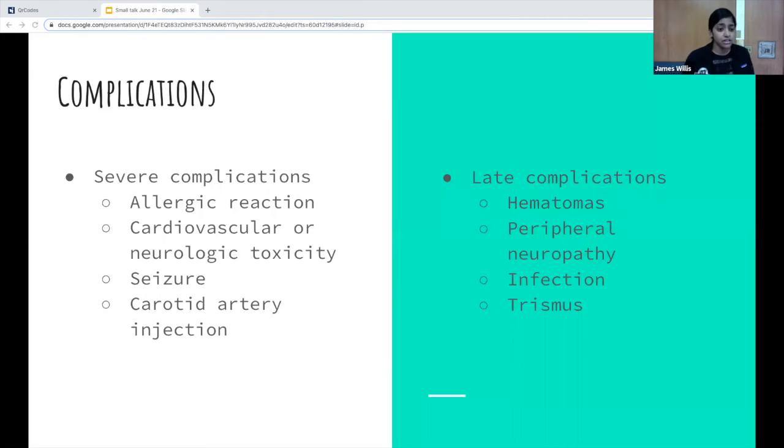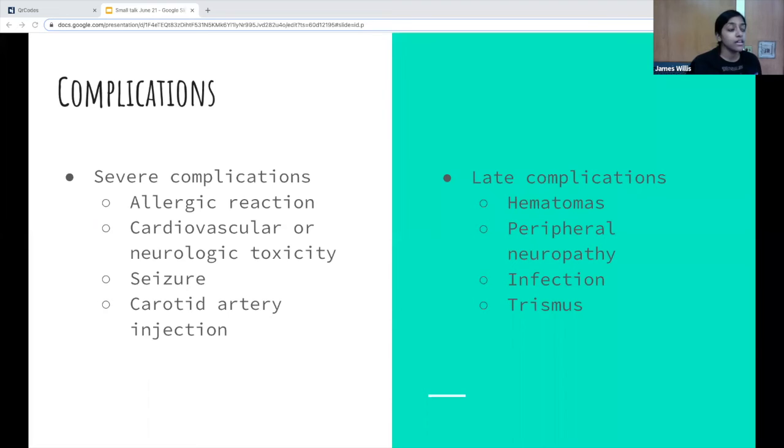So with regards to complications, some of the more severe complications tend to present rapidly. This can include allergic reactions, cardiovascular and neurologic toxicities. I did see seizures listed as well, and injection into the carotid artery. Some ways to help avoid this is to remember to aspirate before you start injecting the solution.